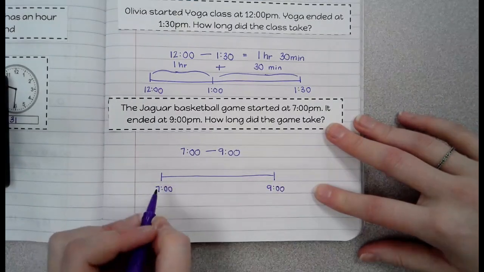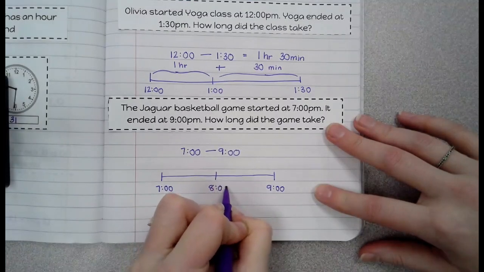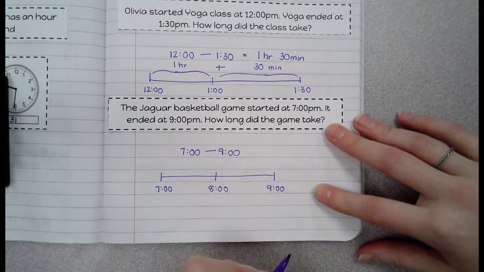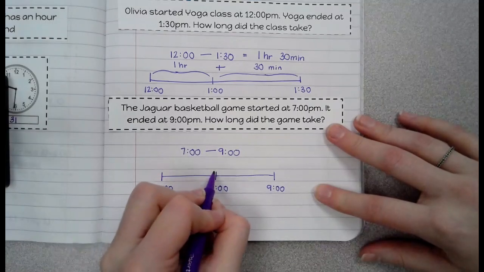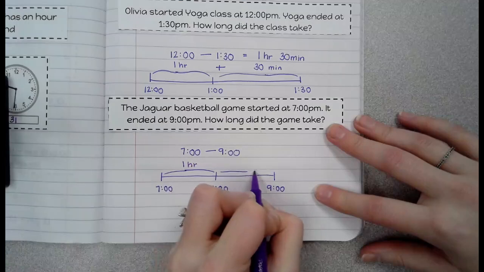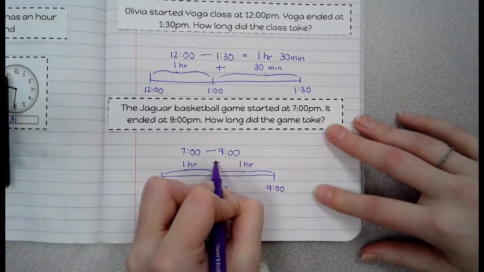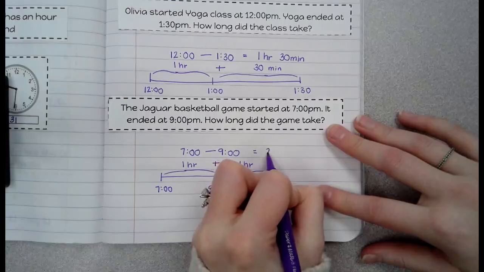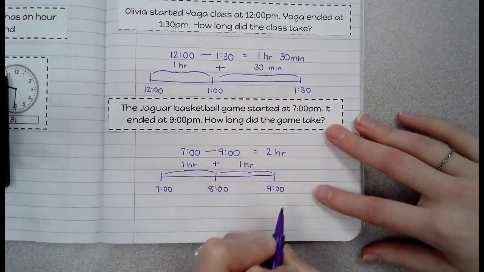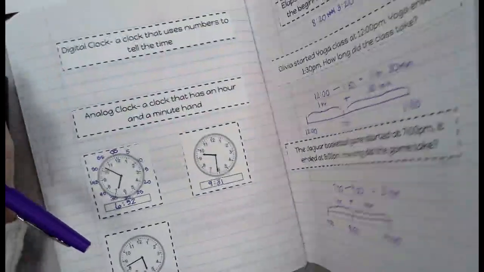I'm going to count to the nearest hour. So from 7, I know 8 o'clock would come next. After 8 o'clock, it's 9 o'clock, so I don't need to draw another time. So from 7 to 8, that is 1 hour. From 8 to 9, that is 1 hour. Add those together, and that's going to give me 2 hours as my elapsed time. Go ahead and turn the page.